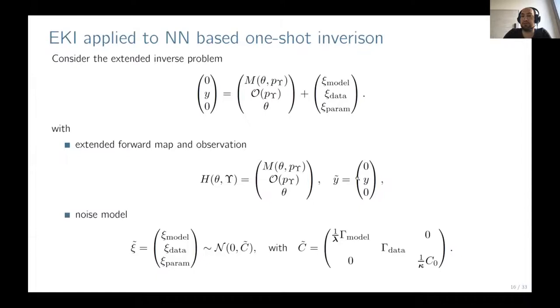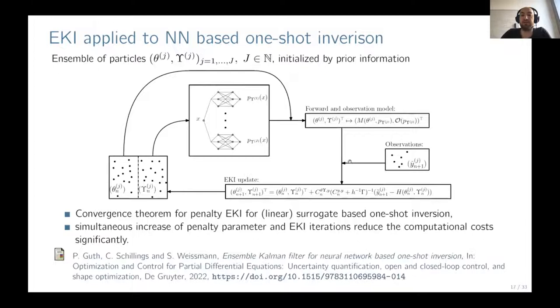And then for EKI, this just means we simultaneously update our parameters and the weights of the neural network. So on the one side, we evaluate the neural network. We have our current parameters given through the particle system. And now we have our forward and observation model given on the previous slide. So we have this model error and we have our observations. And now, obtaining the observation, so the realization of the perturbed observation, we can now write down the EKI update step again.